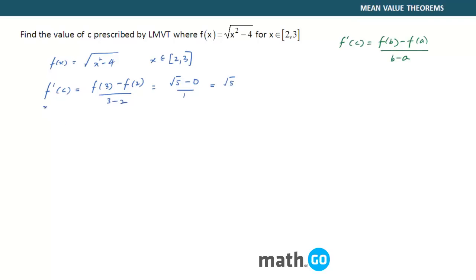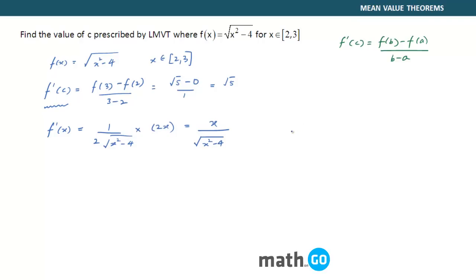So for finding f dash c, as we did in Rolle's theorem, let us first of all find the derivative of this particular function. What will be the derivative? This will be 1 by 2 under root x square minus 4, into my 2x, and if we complete this, this becomes x upon under root x square minus 4. So this is the derivative.